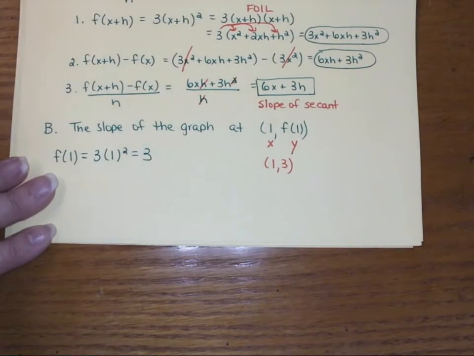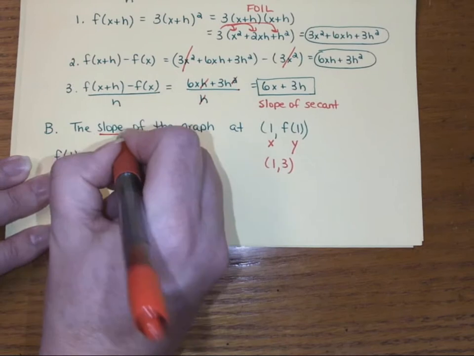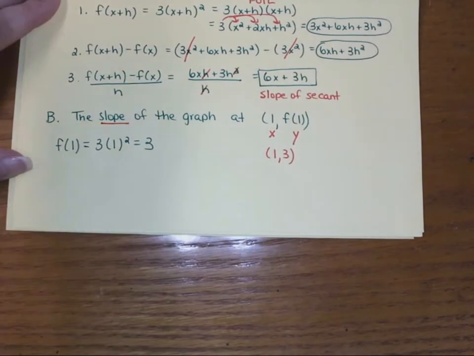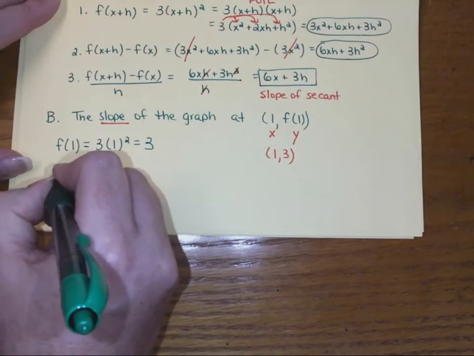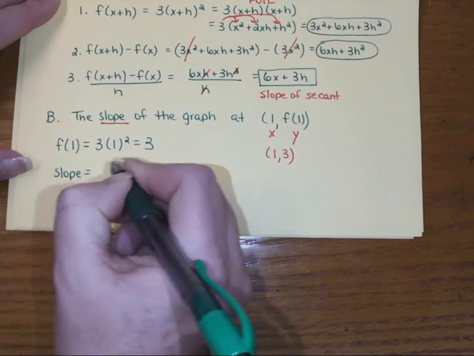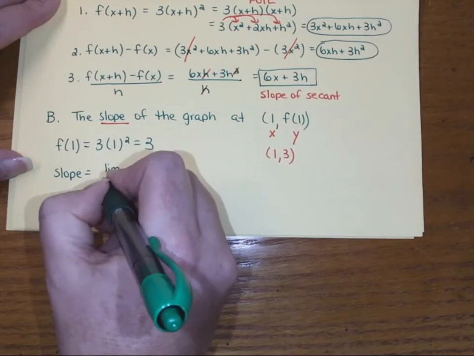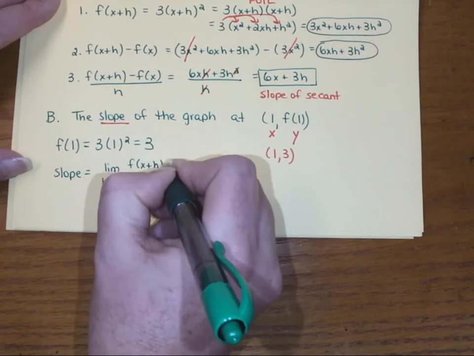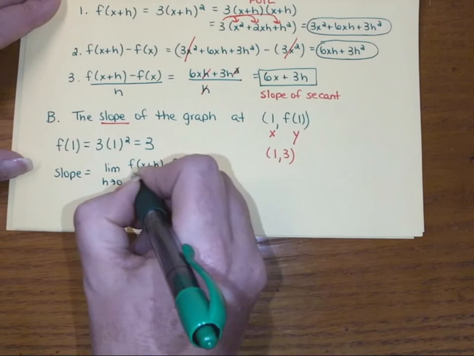All right, so let's talk about what the problem asks for. It asks for the slope at a certain point. Well, we have a formula for slope. The formula for slope is this derivative formula: the limit as h approaches 0 of f of x plus h minus f of x, all over h.